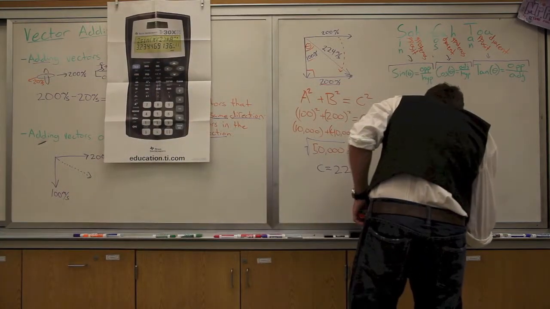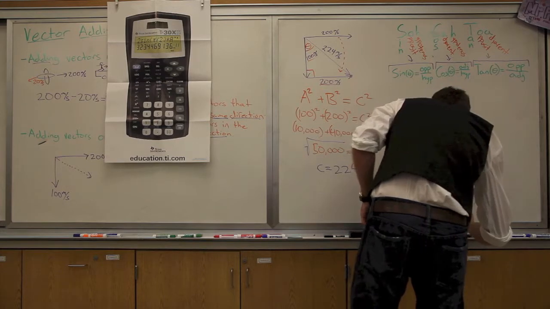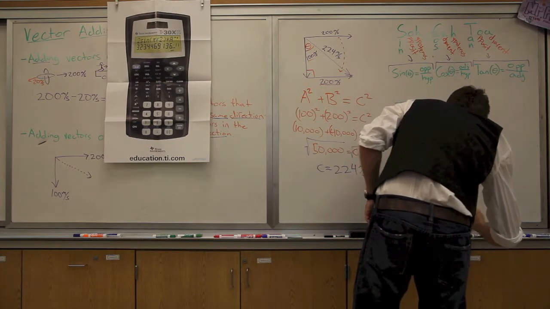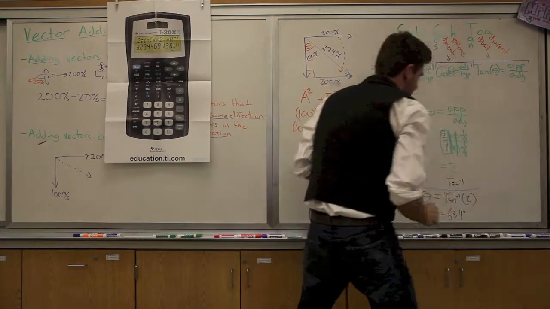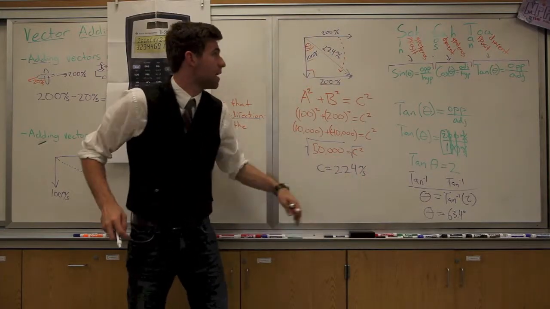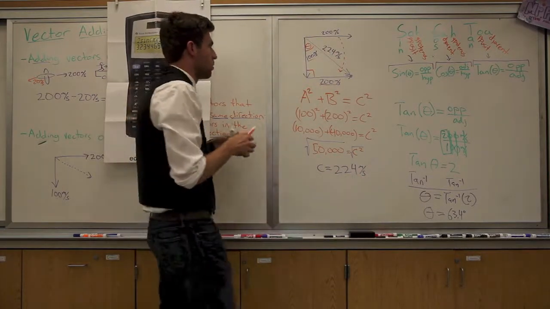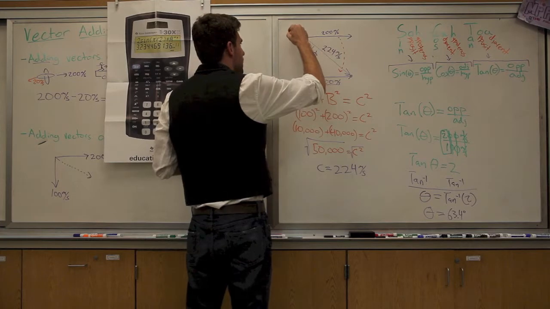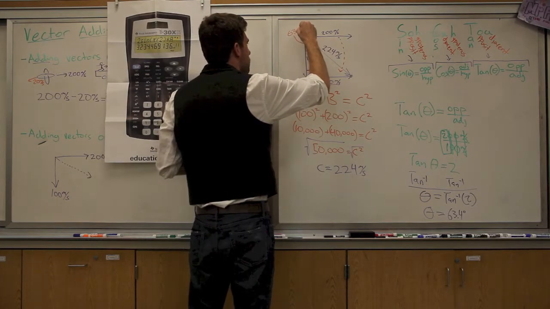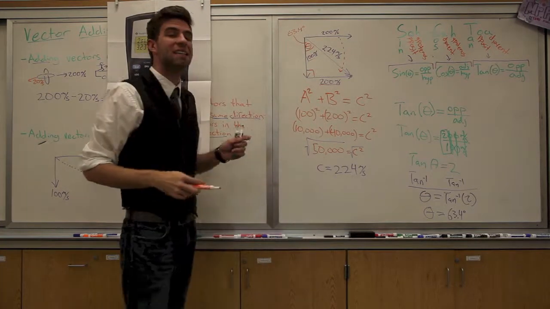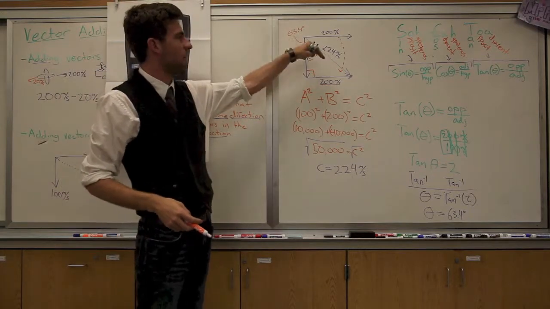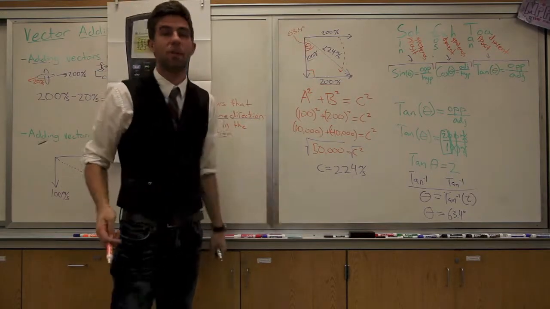So if you do that, what you're going to find is the angle is equal to 63.4 degrees. That means that this angle right here is 63.4 degrees. We now know exactly what angle that projectile is going at.